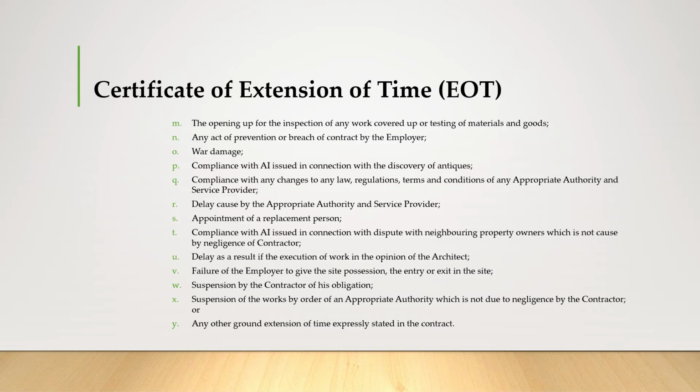Also compliance with AI issued in connection with disputes with neighboring property owners which are not caused by negligence of the contractor, and delay as a result of the execution of work in the opinion of the architect. Also the failure of the employer to give the contractor possession of the site or entry or exit from the site, suspension by the contractor of his obligation, suspension of works by order of an appropriate authority which is not due to negligence of the contractor, or any other ground for extension of time especially as stated in the contract.